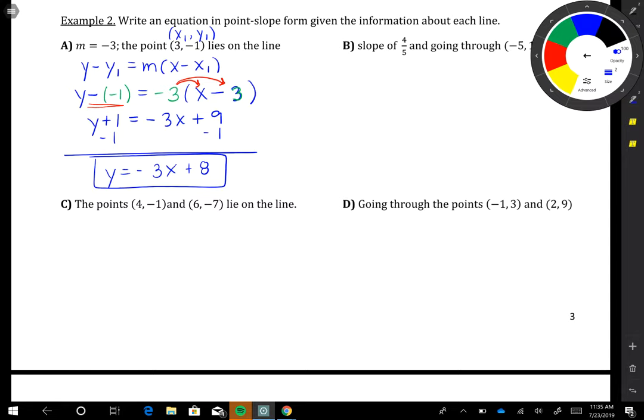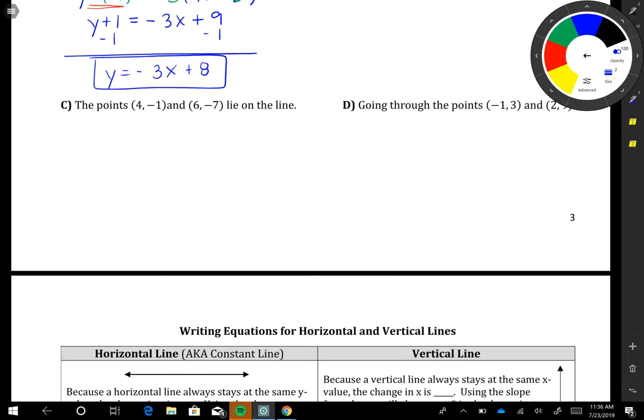Okay, we're going to move to example C, which is a little different than A because it gives us 2 points instead of the slope and a point. So obviously we need to find the slope, but then we also will just pick one of the points that's given to us to use the point slope form. All right, slope formula: y2 minus y1 over x2 minus x1. Let's do it. So find slope.